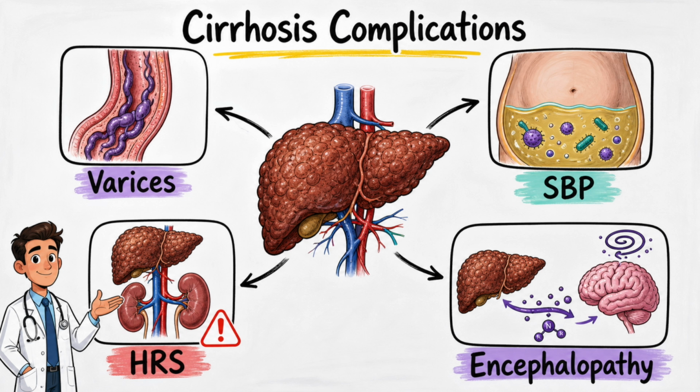Today's episode, we will be bringing together 4 of the most important and high stakes complications of cirrhosis that every bedside clinician caring for acutely ill patients needs to recognize and know how to manage. And those are esophageal variceal bleeding, spontaneous bacterial peritonitis, hepatorenal syndrome, and hepatic encephalopathy.